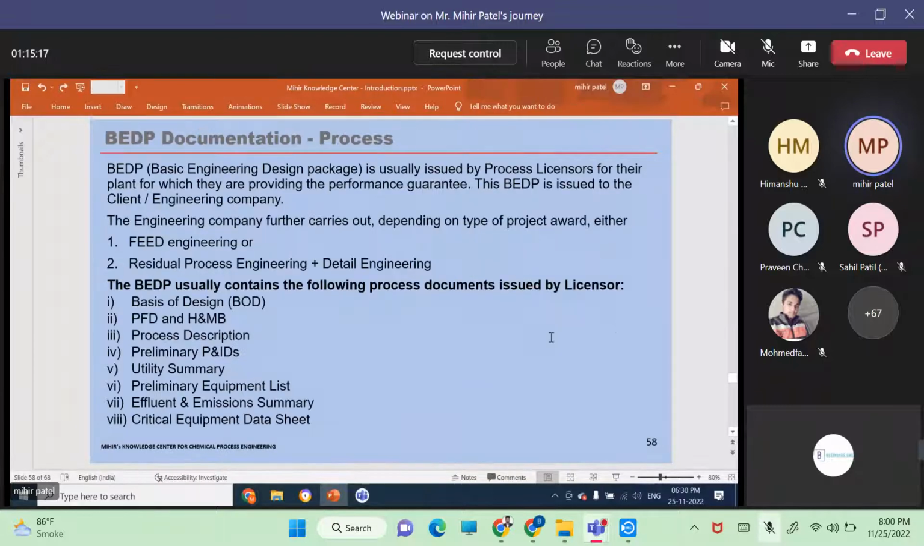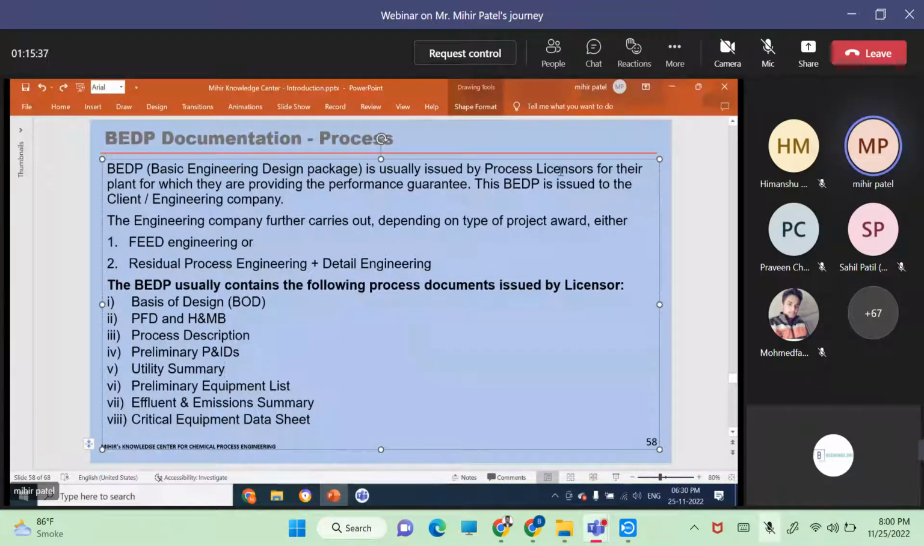Now we go to the next slide. So this is a BDEP documentation process. Now basic engineering design package is usually produced by the process licensors. As I explained, for example, if you have an alkylation plant, UOP is the licensor, so he will supply a BDEP package to the main engineering contractor.